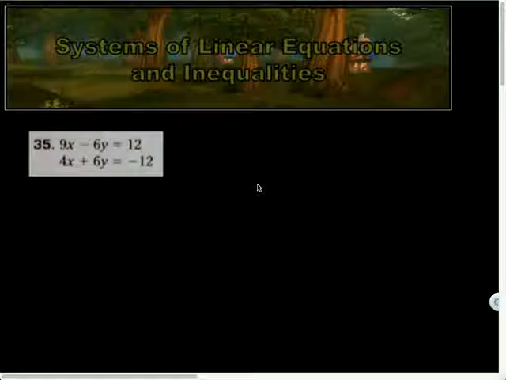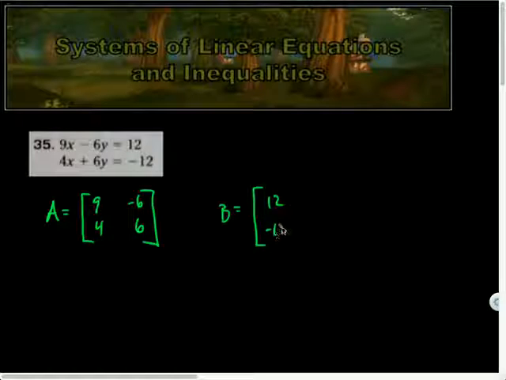Greetings and welcome, ladies and gentlemen, talking about solving systems using matrices, more specifically inverses of matrices. Here's question 35 on page 103, and at first glance, if I had a choice, I would have solved this using elimination, because look at those y's. They're just jumping out at me. They want to be eliminated.